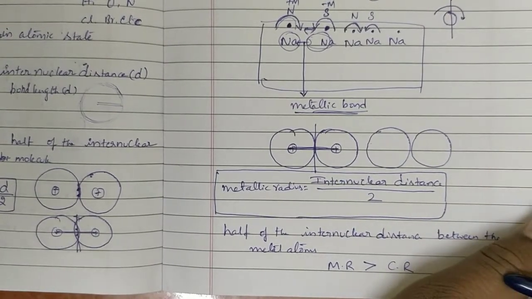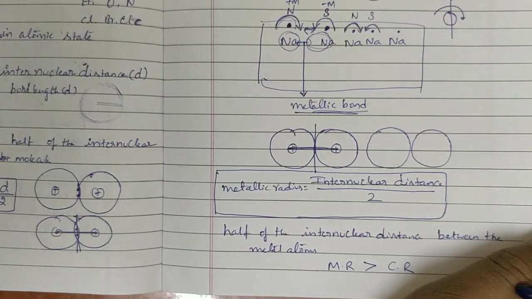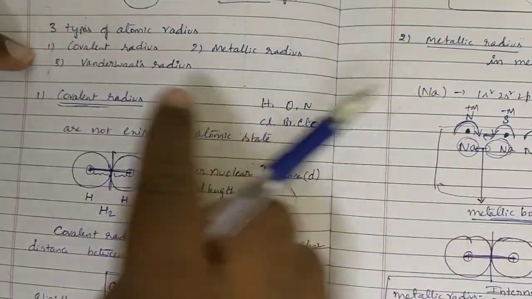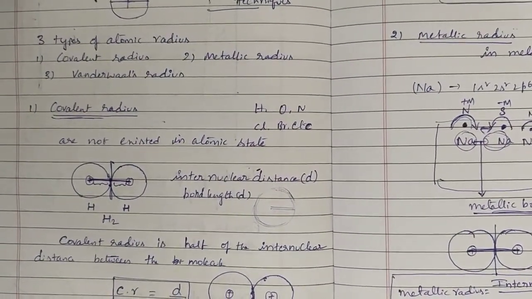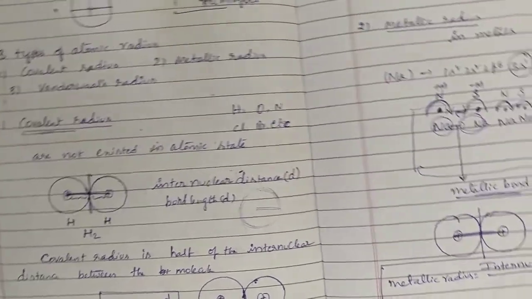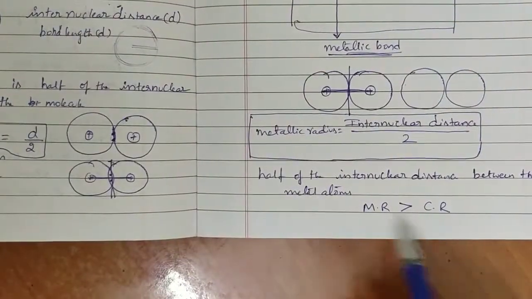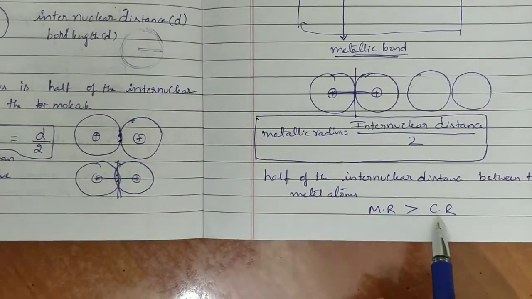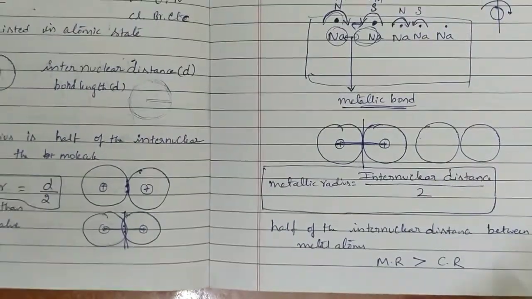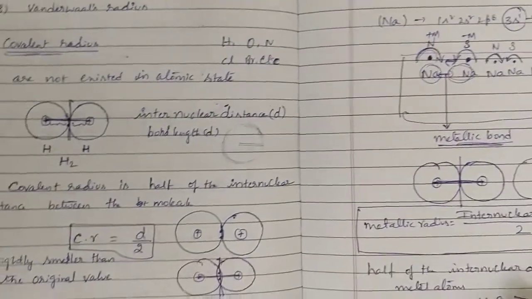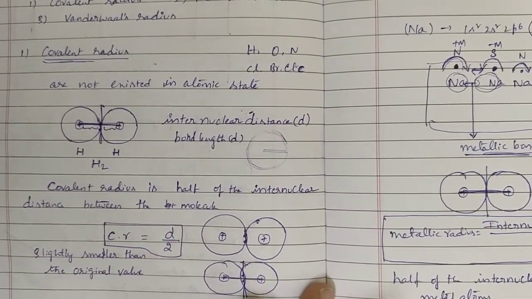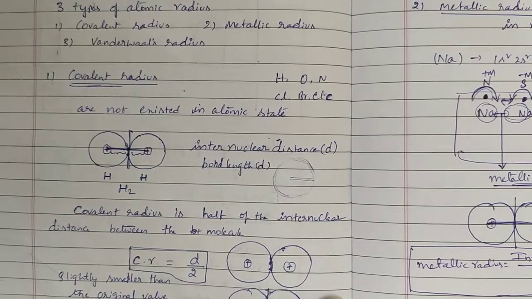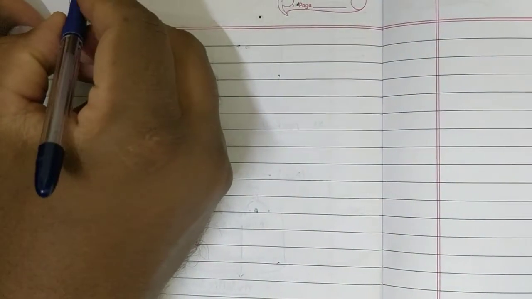For them we have to define one more radius, the third type of radius, van der Waals radius. That one we are going to see now. Before that, what is the relation between metallic radius and covalent radius? Metallic radius is every time greater than covalent radius. Just observe carefully. Everything about the metallic bond is clearly explained. If you have any doubts, you can ask me, no problem. Now we will continue with van der Waals radius. Let us see the third type, van der Waals radius.